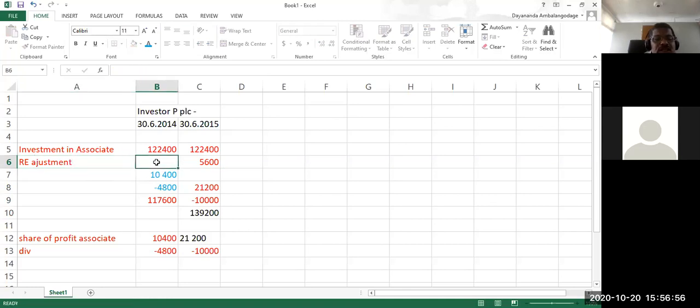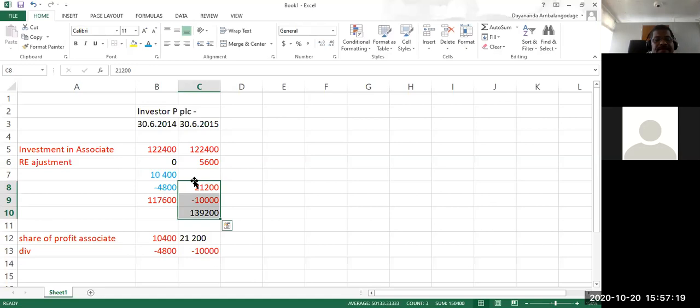Here the RE adjustment is not there because it's in the first year. That adjustment is not there because it is in the first year. And here the same adjustment, I will take it here. Okay. So you get the adjustment.